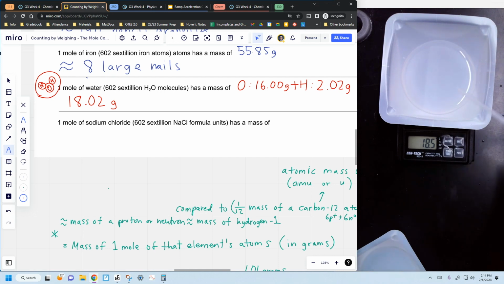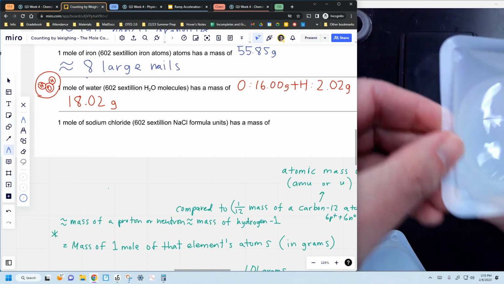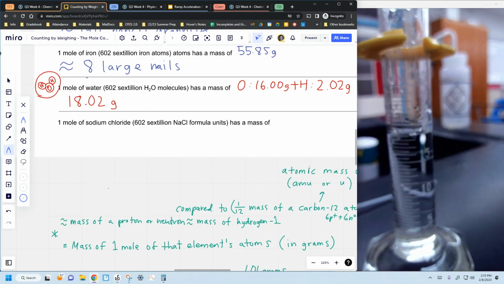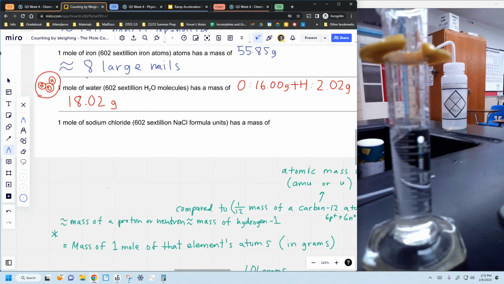Looks like I went a little bit too far, so I'll remove a little bit with a pipette. There, I've got it. Now, you might also know about water is that it has a density of 1 gram per milliliter. So if I poured this volume of water into a graduated cylinder, it should equal right around 18.0 milliliters of water. Let's see what that looks like. Hopefully you can see here that it's right at 18 milliliters.